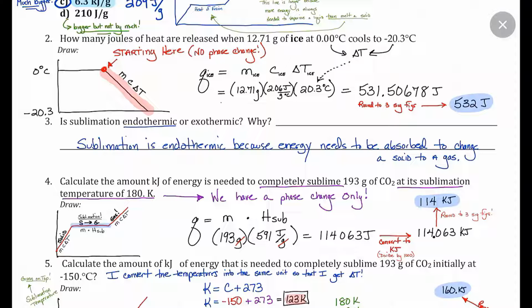Just a straight plug-in, but it's really the identification. We just had a phase change. Can't use a change in temperature. We had to use one of those mass times constant formulas. And this is our new one because it's subliming.